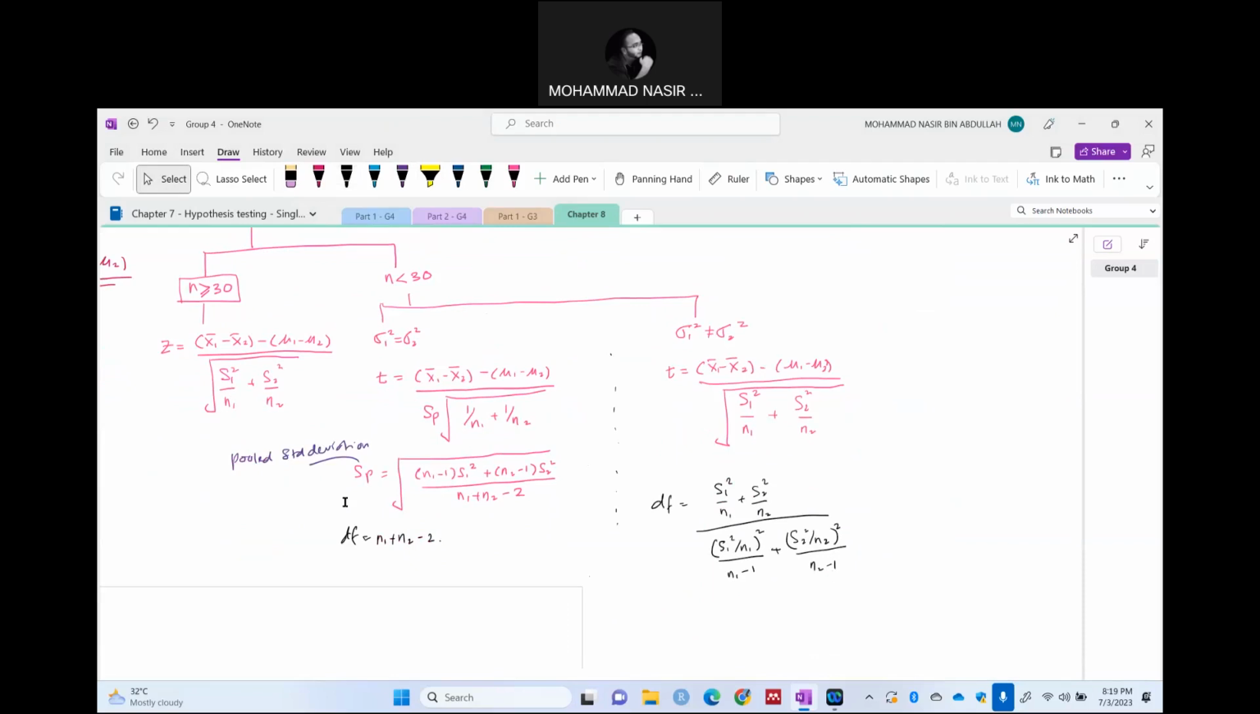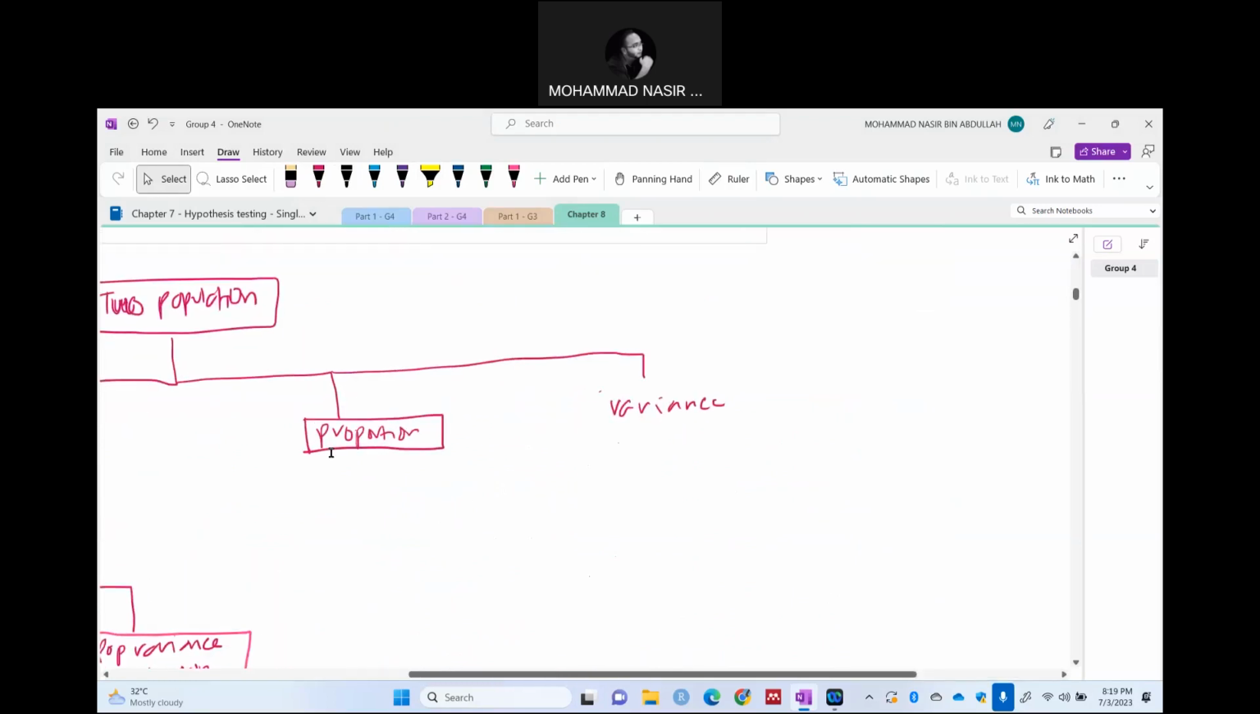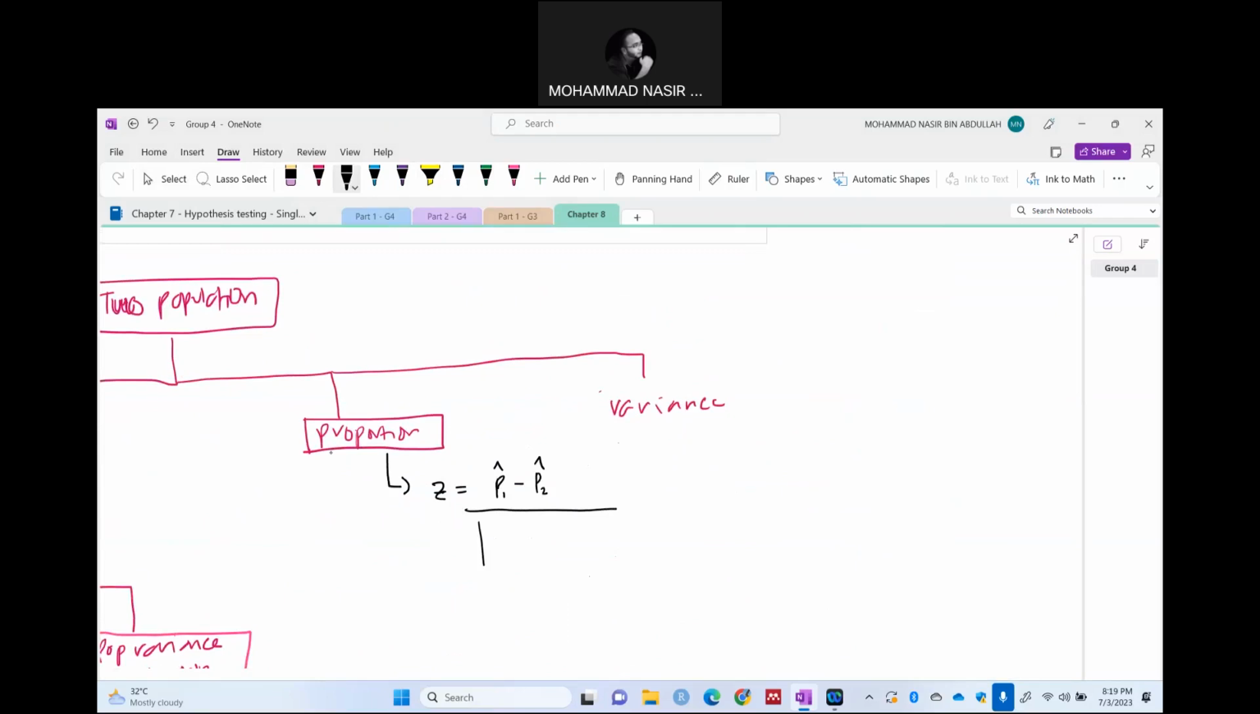So you just refer to this flow chart, and when we want to solve the problem, it will be very easy if you refer to this flow chart. Right, the next one is we have test about proportion. In proportion, we're going to use one Z test only. Z equal to proportion number 1 minus proportion number 2 divided by the square root of the whole proportion multiplied by Q multiplied by 1 divided by N1 plus 1 over N2.